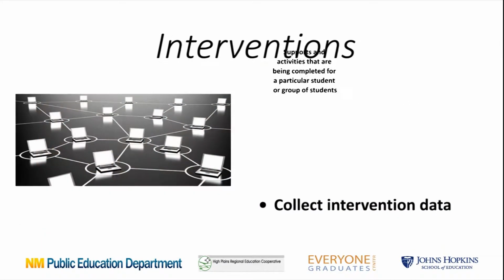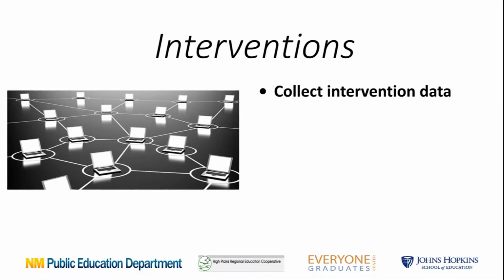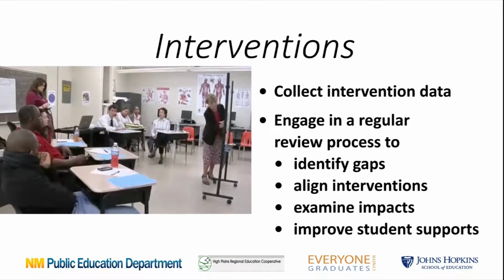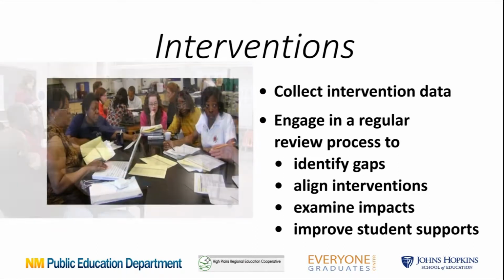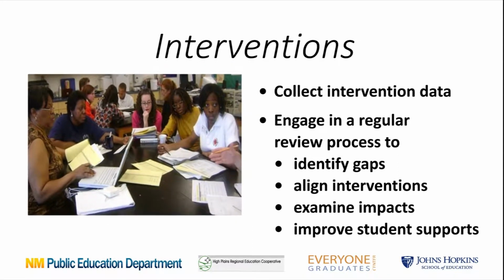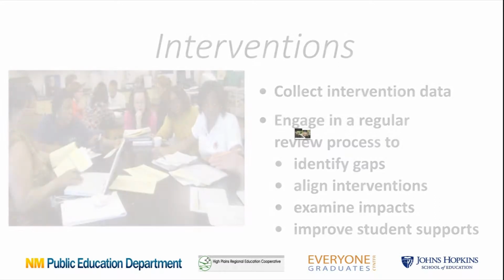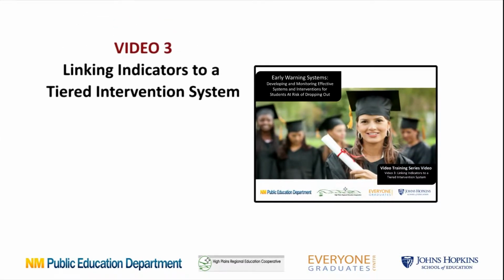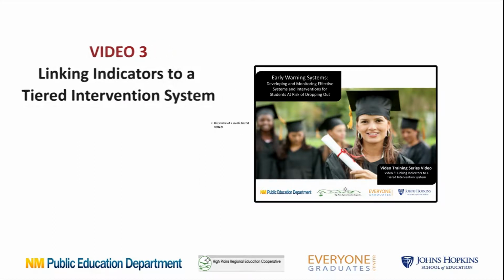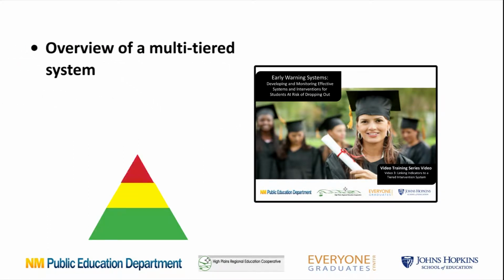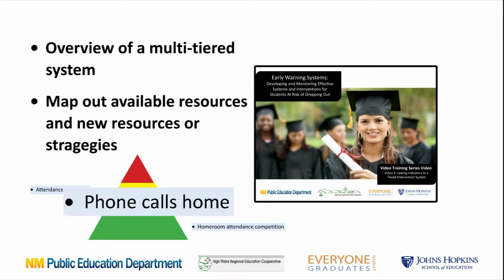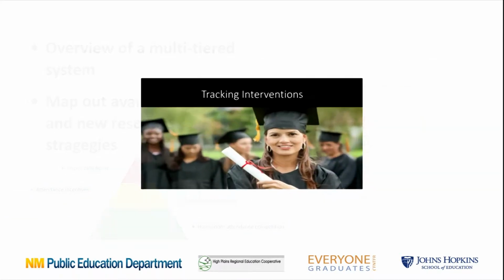This will include how school teams can collect data on the interventions that have been implemented and engage in a regular review process to identify gaps, align interventions, examine impacts, and ultimately improve the supports that are being provided to students. If you have not done so already, please watch video number 3, Linking Indicators to a Tiered Intervention System, which provides an overview of a multi-tiered system and will help your team map out the resources you have available and where you may need new resources or strategies.